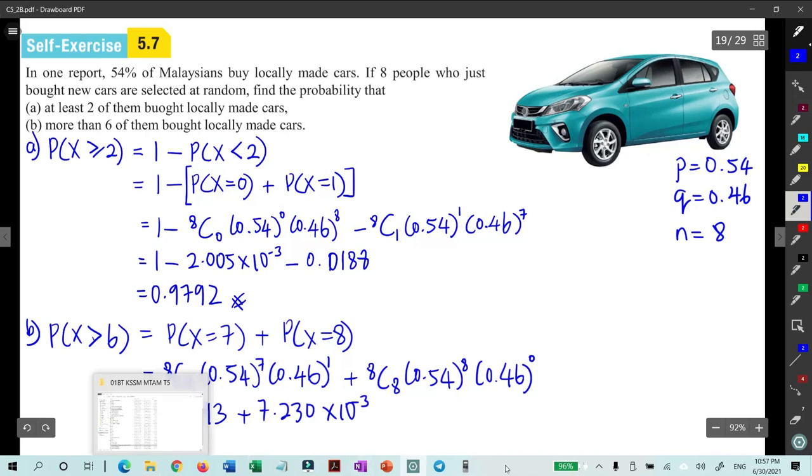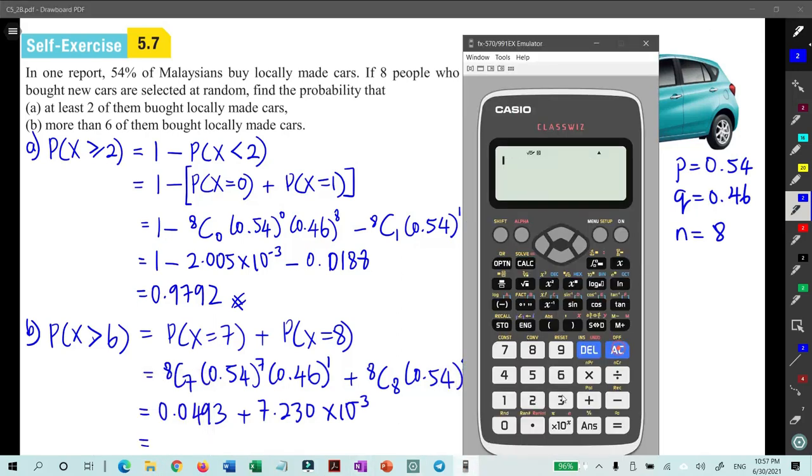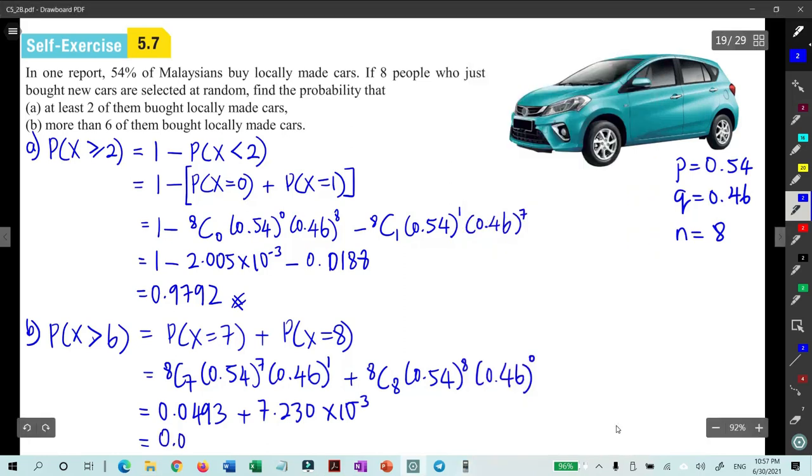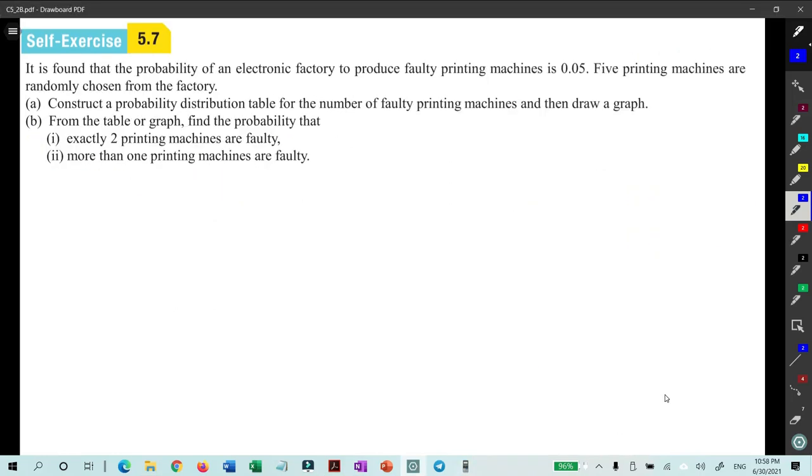So let's sum up these two values. 0.0493 plus 7.230 times 10 to the power of negative 3. The final answer is 0.0565. Okay, let's look at the next question.